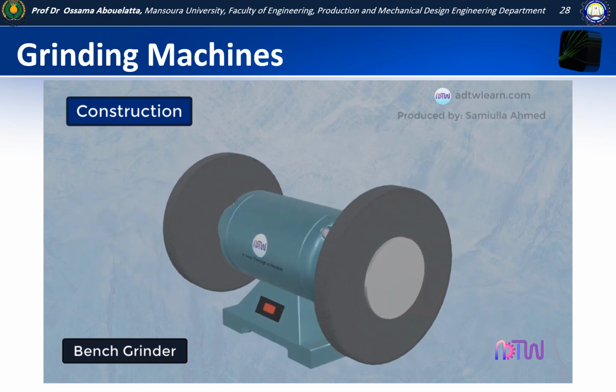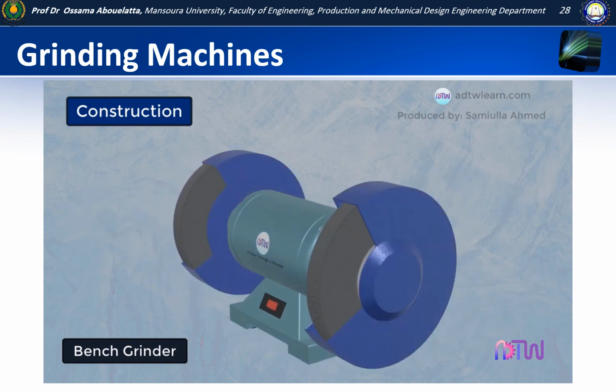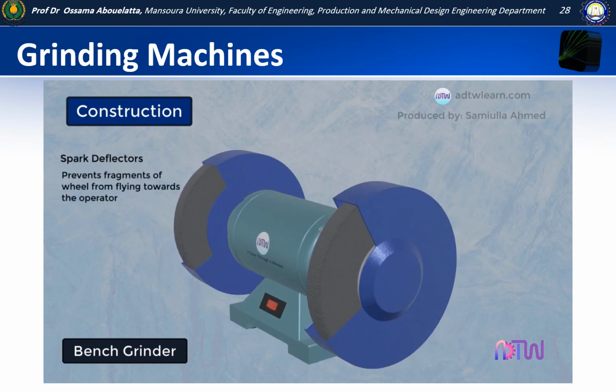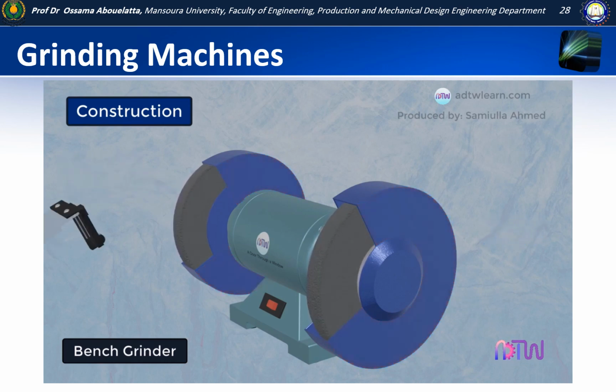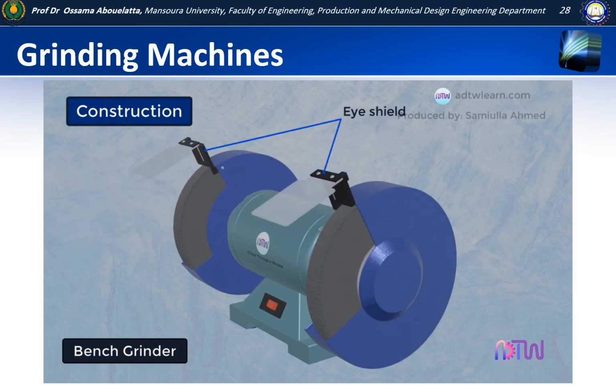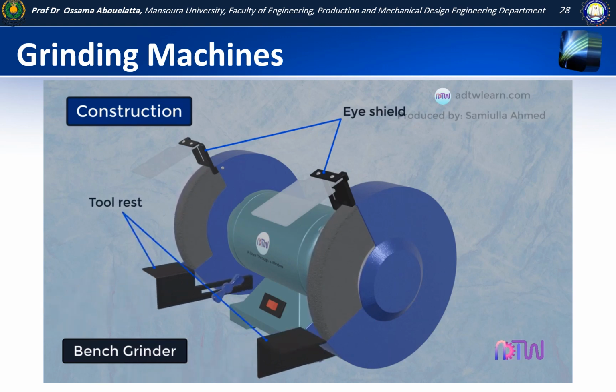On top of the wheels, there are wheel guards provided. These guards act as spark deflectors, and also prevent fragments of an exploding wheel from flying towards the operator. These guards should cover above 75% of the wheels to prevent any object or human hand from accidentally coming in contact. Eye shield. This is also another protective feature that is provided to protect the eyes of the operator, and it is transparent. Tool rest. Tool rest is also provided in front of the wheels to hold the workpiece while grinding. It should be tight and should be very close to the wheel to prevent the workpiece from slipping down.